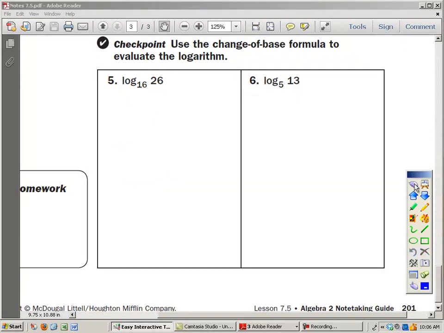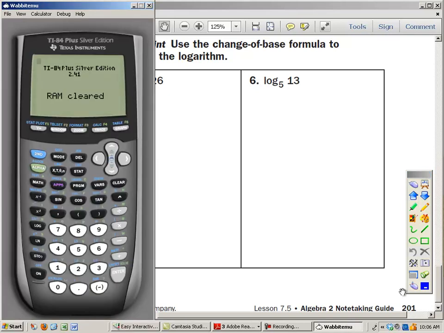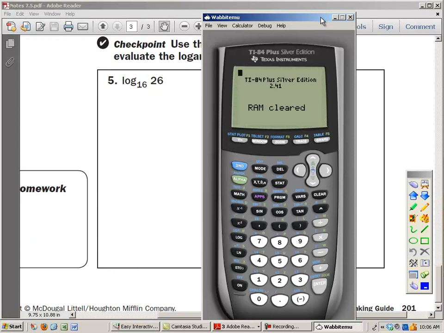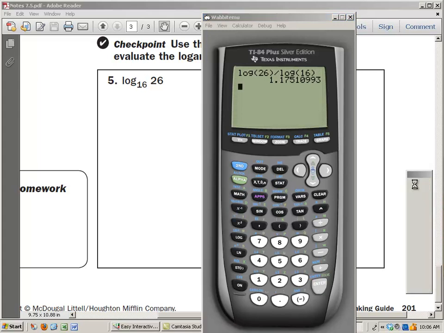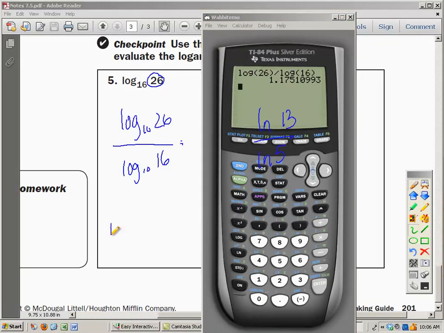Okay, let's fly over here to our graphing calculator. All right, so for the first one, let's do it with log base 10. So let's go log of 26 divided by log of 16. And log of 26 over log of 16 gives us 1.75. So what we're saying really here, guys, is that 16 to the 1.75 power is equal to 26.